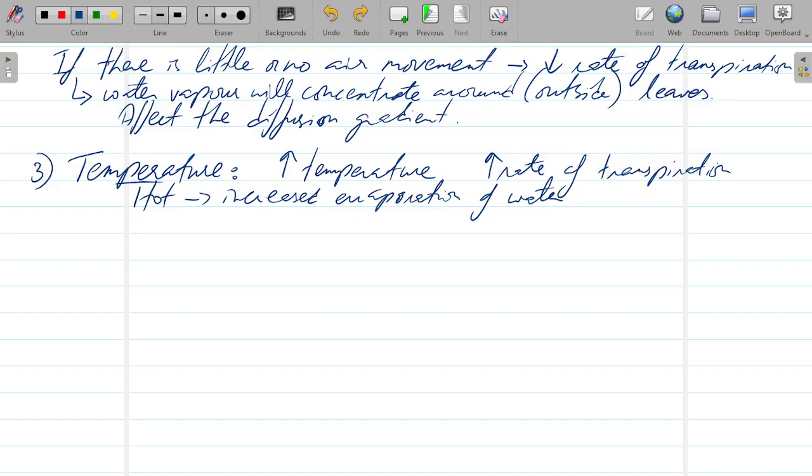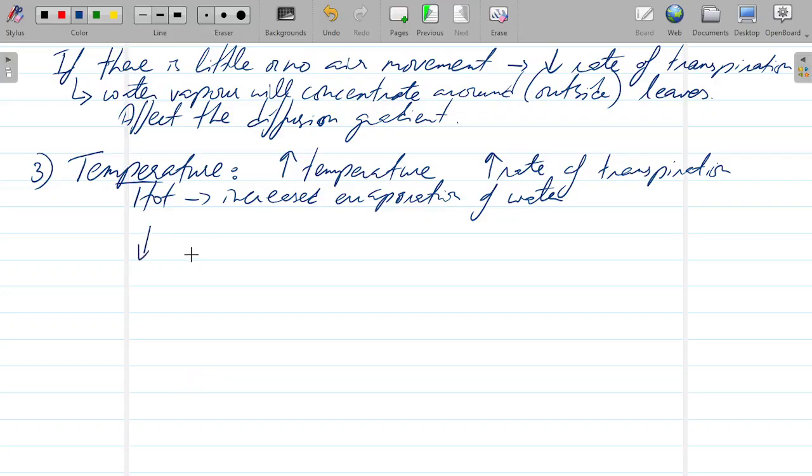And you may have seen that with plants during the summer, especially during midday when it's really hot, and they're all drooping and low, just slouching and stuff like that. And when the temperature is low, obviously the rate of transpiration will be lower because not as much evaporation will be promoted by the temperature.